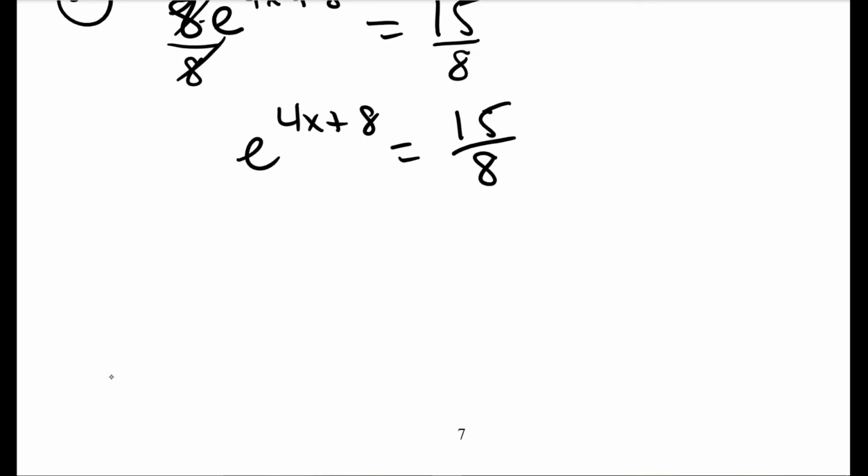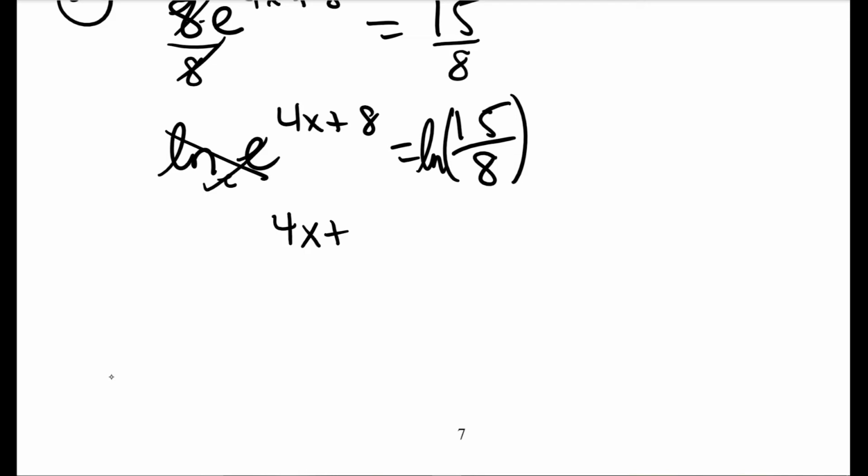Now to get rid of the e, I need to do a log base e on both sides. Okay, log base e. That's the only way to get rid of an exponential is with a log. However, there's a name for log base e, and that's the ln. Okay, so we're going to use the ln on both sides. There's a little invisible e there, and so they match and cancel. So we have 4x plus 8 equals ln 15 over 8.